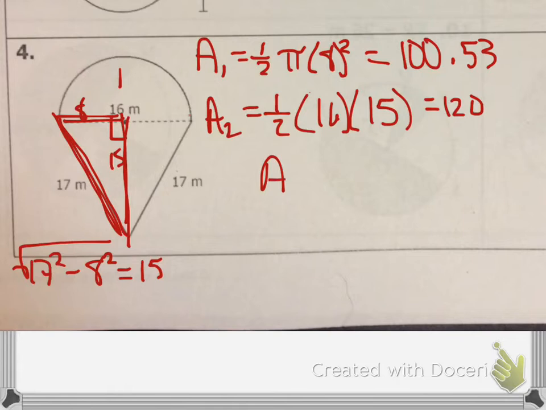And then for the area of the total, again, all you got to do is add those two together, and you get 220.53 meters squared. Okay, so that's it for that. So now let's move on to shaded regions.